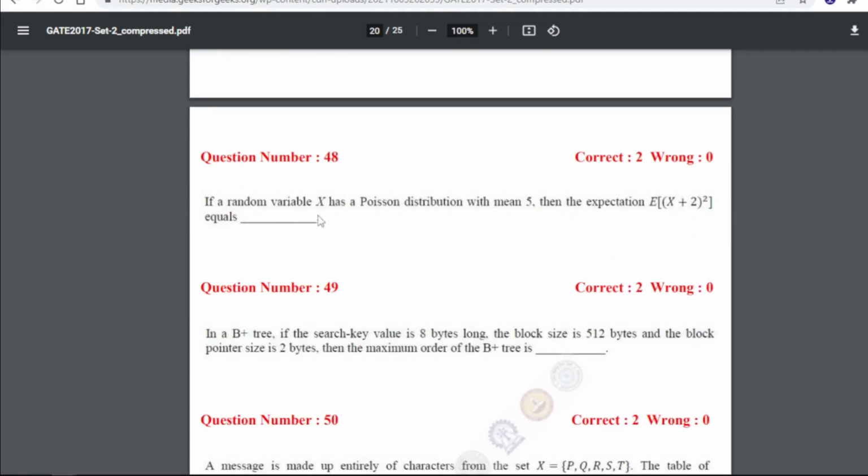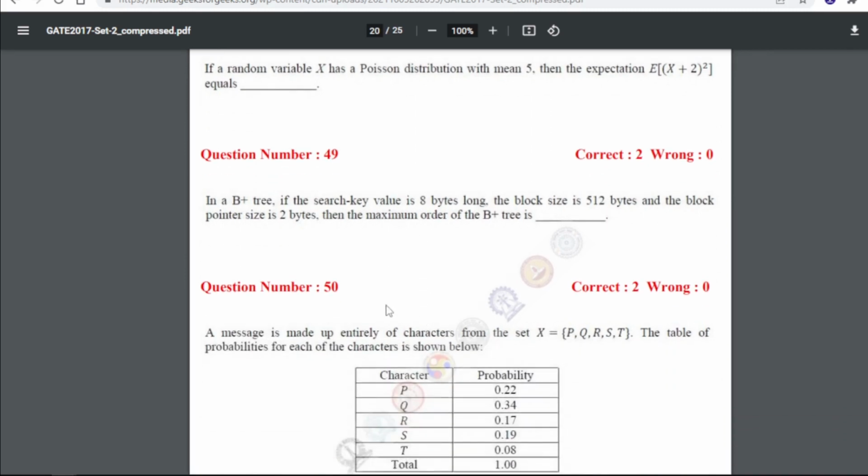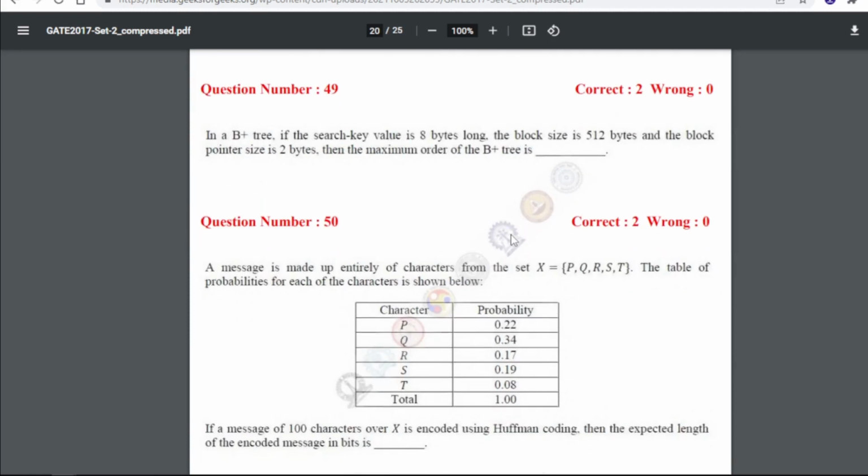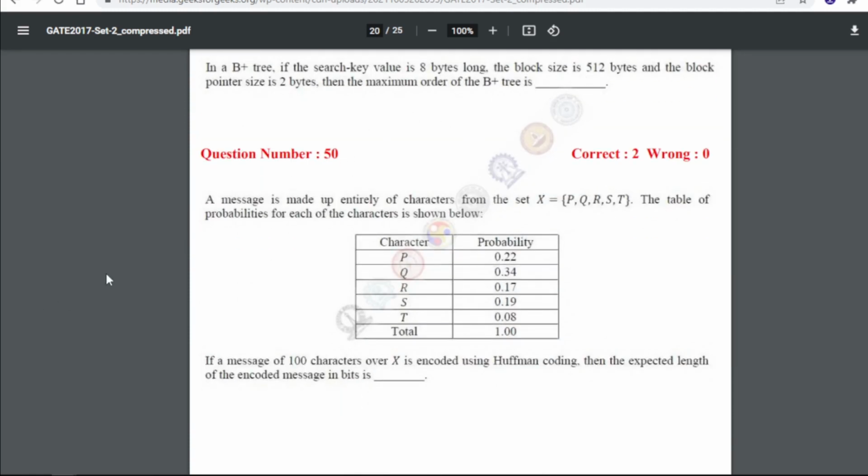Now if a random variable X has a Poisson distribution with mean 5, then the expectation of this expression equals what? So if we solve this particular question, we will get the answer as 54.0, right, that is 54.0. 49 is: in a B plus tree, if the search key value is 8 bytes long, the block size is 512 bytes and the block pointer size is 2 bytes, then the maximum order of the B plus tree is what? So for 49 our answer will be 52.0.